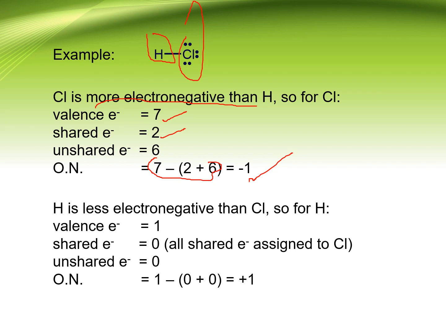1. For hydrogen, since it is less electronegative than chlorine, the shared electron count is 0 since all the shared electrons are assigned to chlorine, and the total number of unshared electrons is 0. So calculate the valence electrons minus the total shared and unshared, and you will get the oxidation number of hydrogen is positive 1.